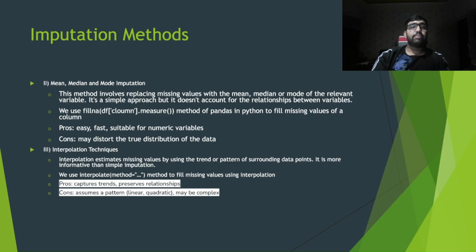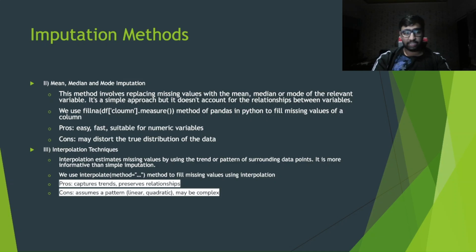Imputation methods: mean, median, and mode imputation. This method involves replacing missing values with the mean, median, or mode of the relevant variable. It's a simple approach, but it doesn't account for the relationships between variables. We use the df[column].fillna(measure) method of pandas in Python to fill missing values of a column. Here df refers to the data frame, column refers to the column in which we have to impute the mean, median or mode values, and measure is the statistical measure, which could be mean, median or mode. Its pros are that it's easy, fast, and suitable for numeric variables, whereas its cons are that it may distort the true distribution of the data.